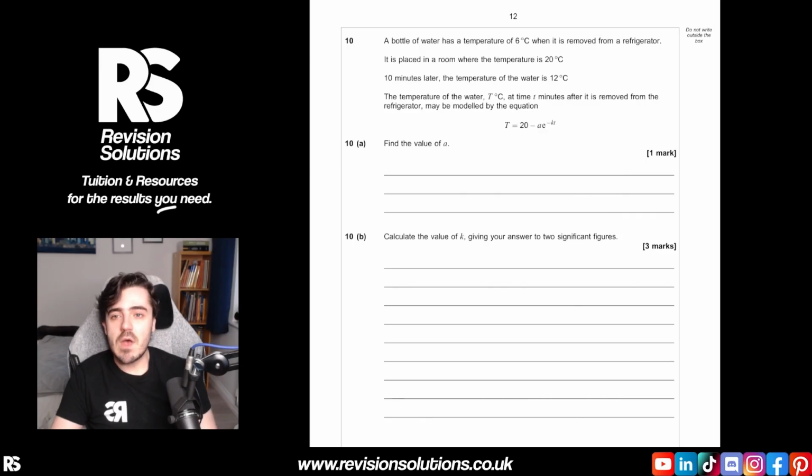Question 10 then says, a bottle of water has a temperature of 6 degrees centigrade when it is removed from a refrigerator. It is placed in a room where the temperature is 20 degrees centigrade, and then 10 minutes later the temperature of the water is 12 degrees centigrade. The temperature of the water, T degrees centigrade, at time t minutes after it is removed from the refrigerator, may be modelled by that equation given there. Part A says, can we find the value of A?